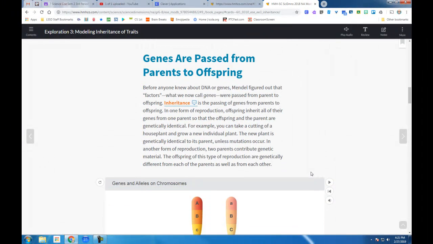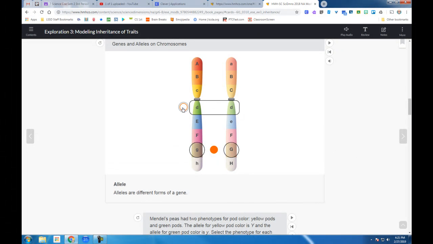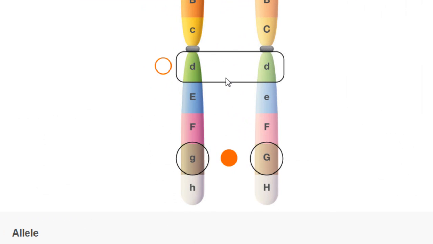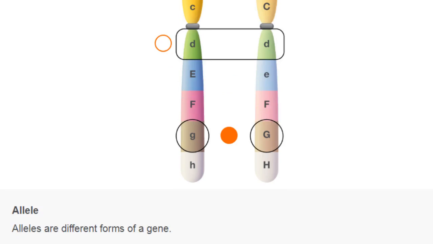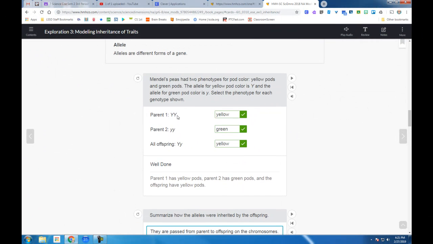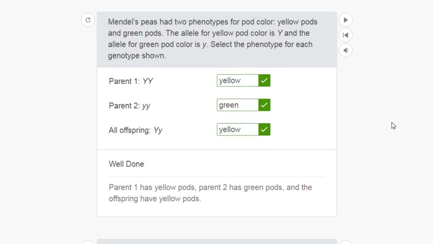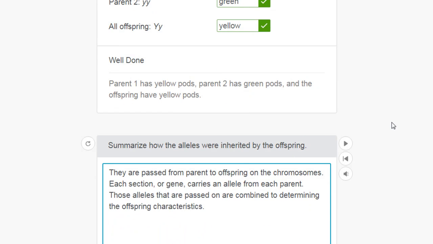We scroll on to the next question. Genes are passed from parents to offspring. Make sure you're clicking on the dots if you're online. It gives you a little more explanation of what's going on. But the three correct answers: the big Y is yellow, the little y would be green, and the big Y little y combination would be yellow. So anytime we've got a capital letter, we're going to have the dominant trait, whether we have one or both. And the only time we get the recessive trait is when we have two little letters.